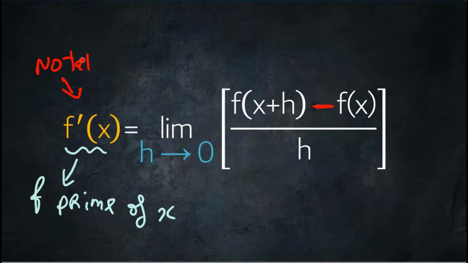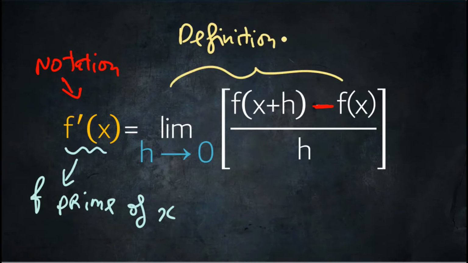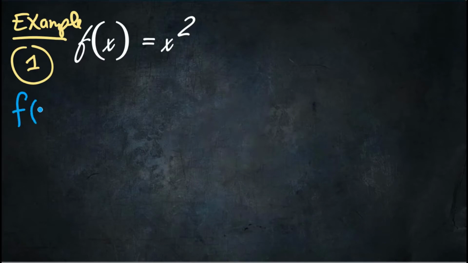Okay, that's the definition. We first find f of x plus h. We substitute x plus h for x in the original function. That's x plus h squared. And now we need to expand this.